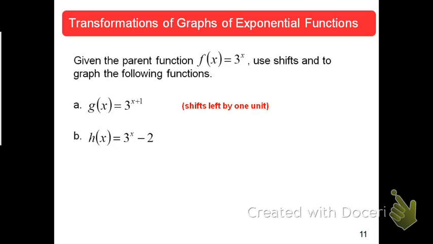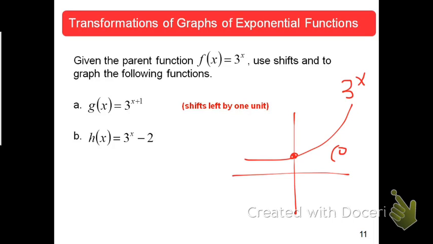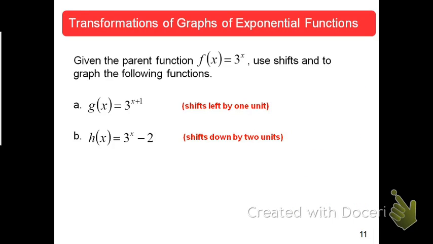Okay. Now let's look at 3 to the x minus 2. Our parent function is 3 to the x, and again, that point of interest is (0, 1). The minus 2 tells me you're going to go down 1, 2 units. And so now here will be my point of interest, and this is my new graph, 3 to the x minus 2. It is a shift down by 2 units.